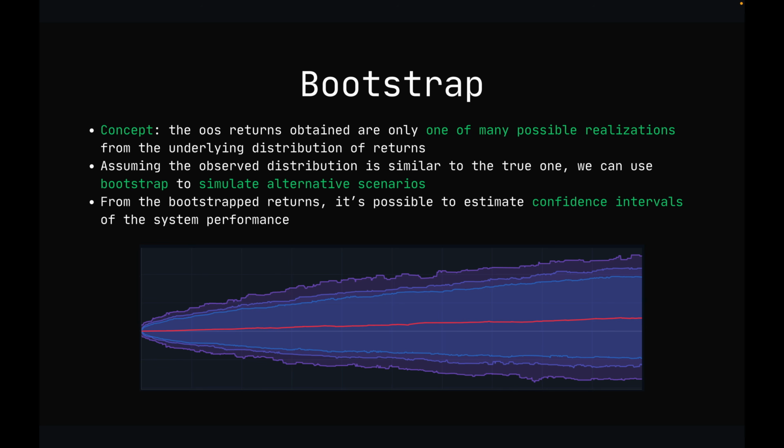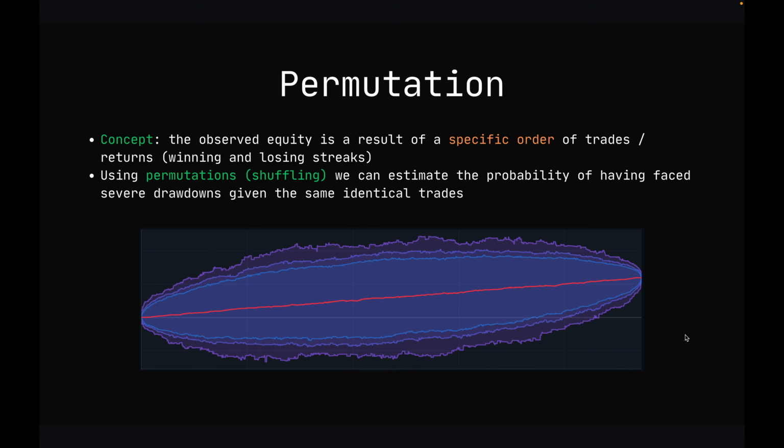From these Bootstrap returns, it's possible to estimate confidence intervals for your performance metrics such as Sharpe ratio or max drawdown. Another test we can do is called permutation. The concept is that your observed equity and statistics depend on the order in which the trades or returns are observed. So by doing permutation, you're shuffling these returns or trades, and by doing many simulations, we can see the actual probability of having faced severe drawdowns given the same identical returns.